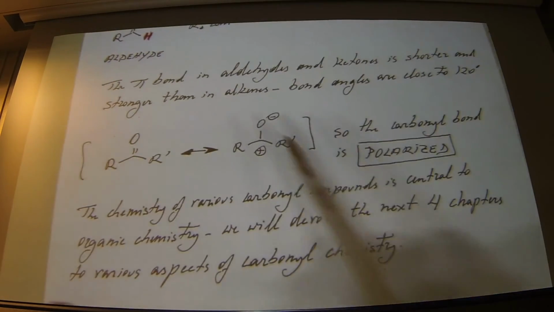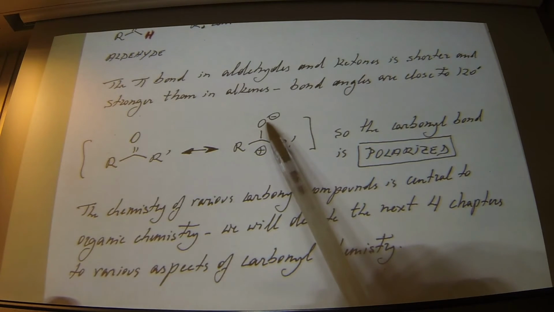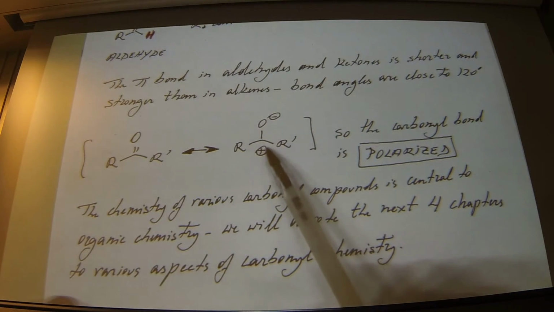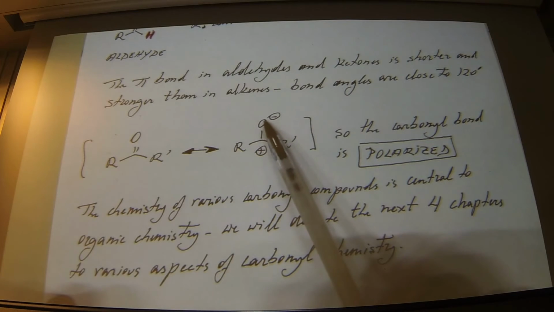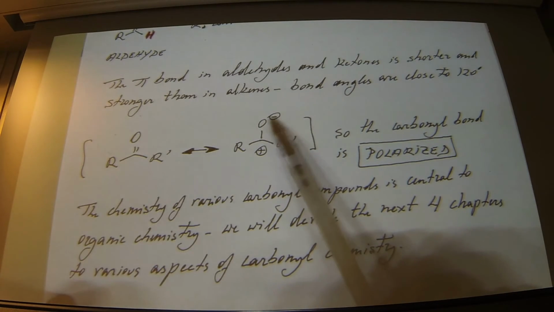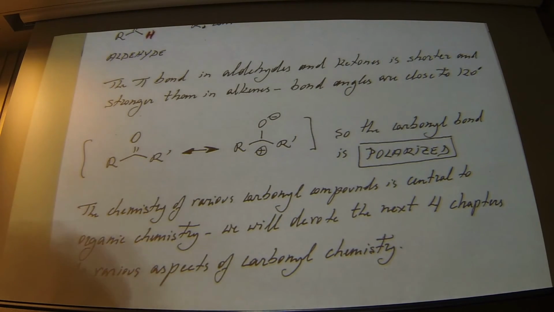So, guess what? The oxygen atom will react with acids. The positively charged carbon will react with nucleophiles. So this accepts an electron pair, and this usually gives an electron pair to a proton. And that is the center of just about everything we're going to talk about. So it's that simple. Positively charged carbon reacts with nucleophiles. Oxygen atom reacts with protons, Lewis acids, and so on. Simple.